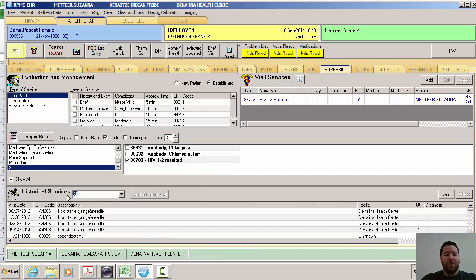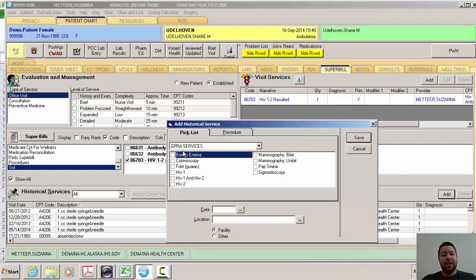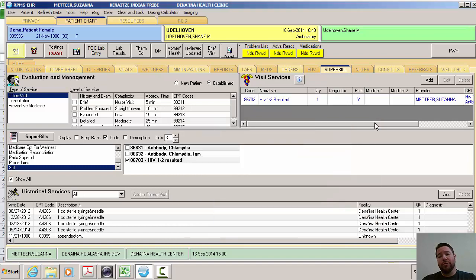And then down here, if you're doing HIV ever, you ask the patient if they know their status, and they say, yes, I do. I had a blood test done last year at A&MC. You can come up here and add that historically. So you can put in the date, and where it was performed.